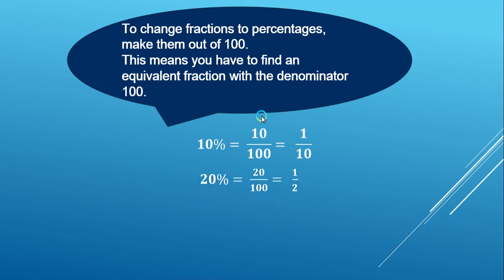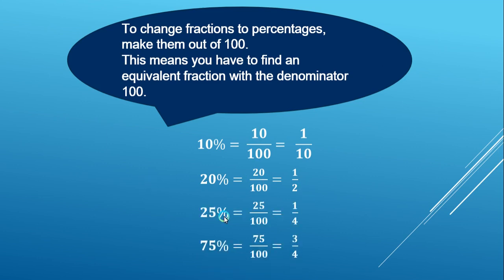20% equals 20 over 100. So I will replace the percent sign with the number 100, and I will keep 20 as the numerator. After that I will make just a simplification. I will divide by 20 up and by 20 down, and I will get 1 over 2.